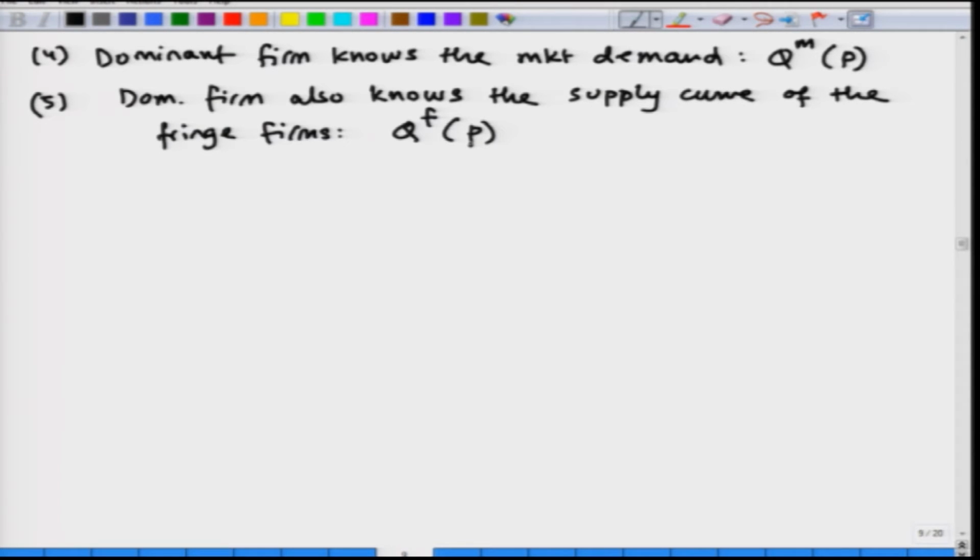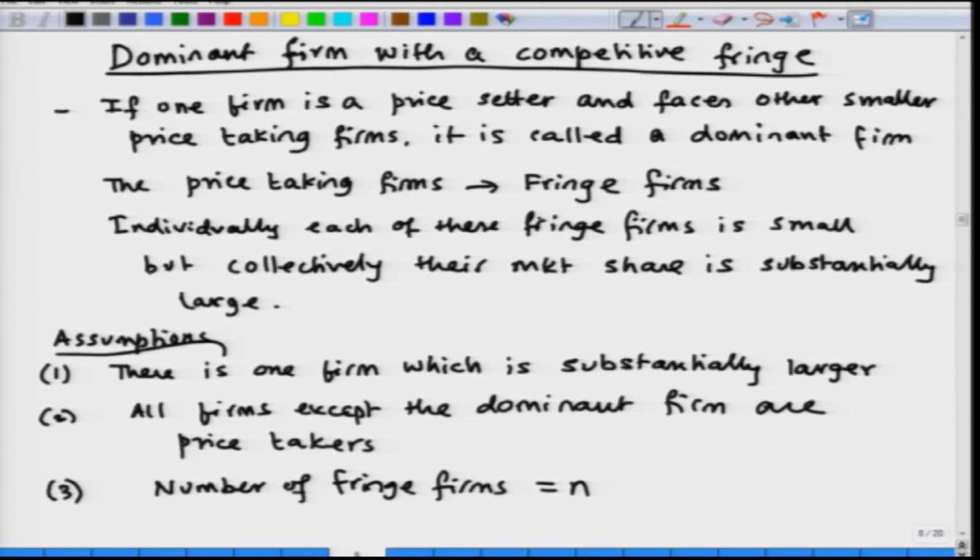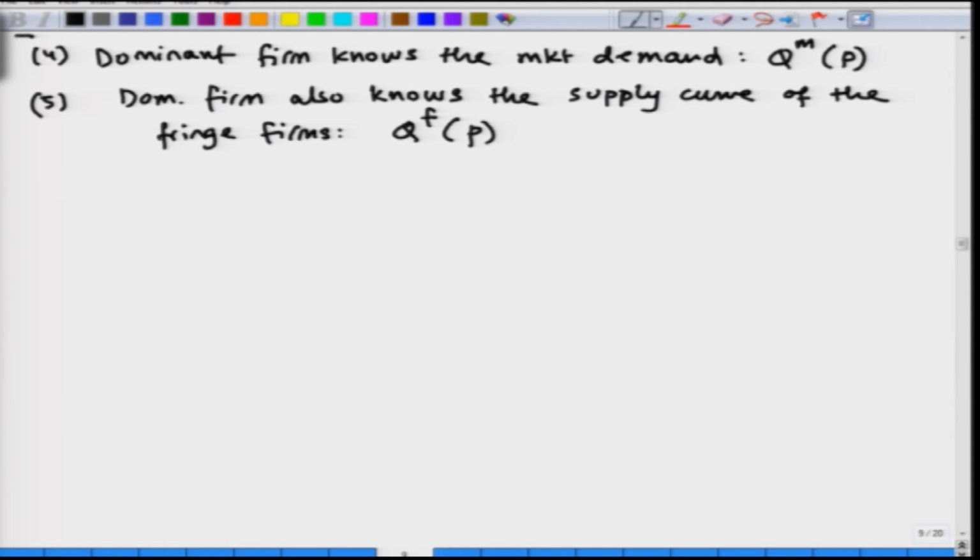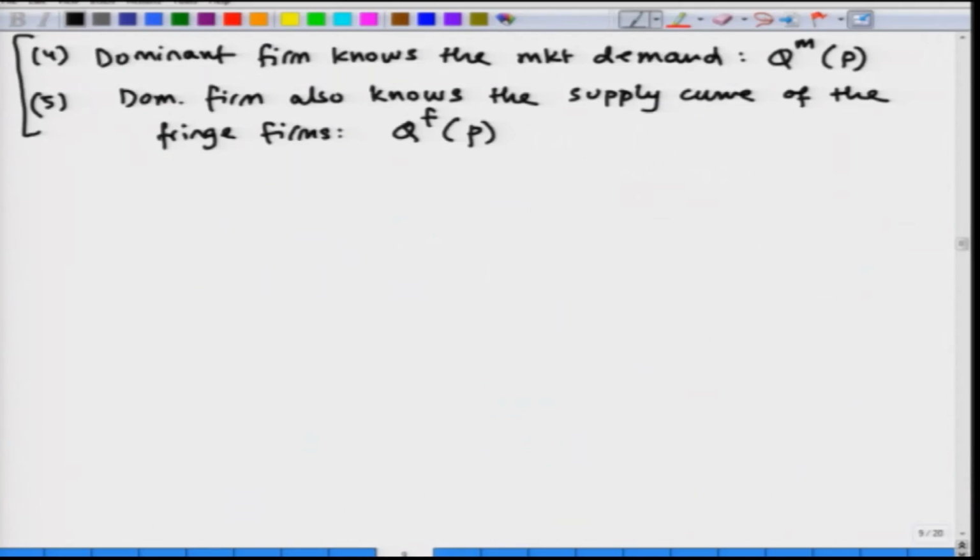Essentially the first three assumptions tell us that there are n fringe firms and one dominant firm, so there is a dominant firm facing competition from n fringe firms. Assumptions 4 and 5 tell us that the dominant firm has enough information to figure out how to choose its optimal price in order to maximize profit, and that is what we are going to study now.